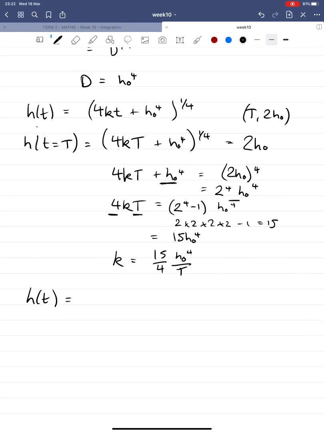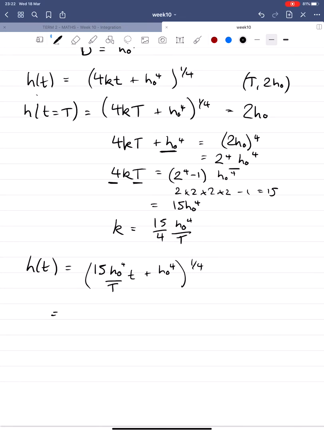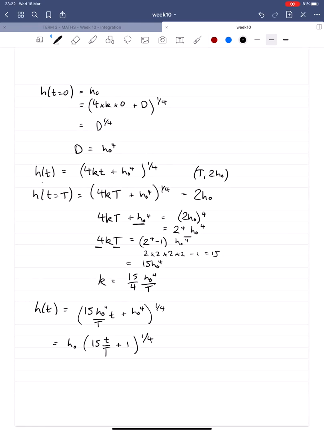Which means finally h of t is equal to, 4 times 15 on 4, so the 4's cancel, 15 h0 to the 4 t on T, plus h0 to the 4, which can be simplified. I can pull out h0 to the 4, which to the 1/4 power is just h0, and then I get h0 times (15t on T plus 1) to the 1/4 power. And that would be the equation.